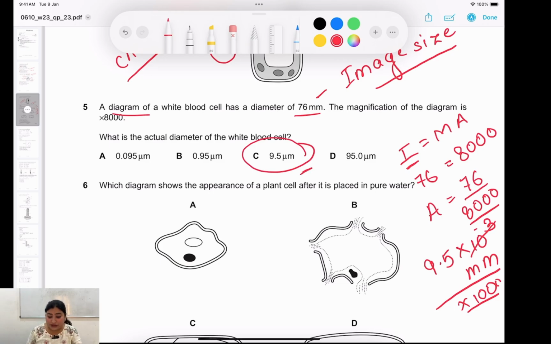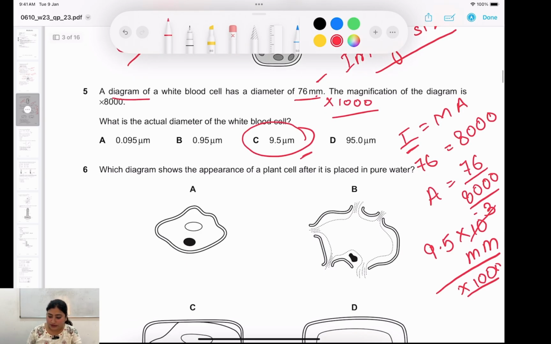The difference that you have to notice here is this is in mm, millimeter, and here it is given in micrometer. So when you convert millimeter into micrometer, what do you have to do? You have to multiply it by 1000. Okay, which you can do with the equation or after the equation, that's your call to take.